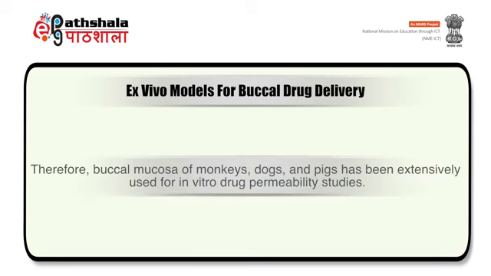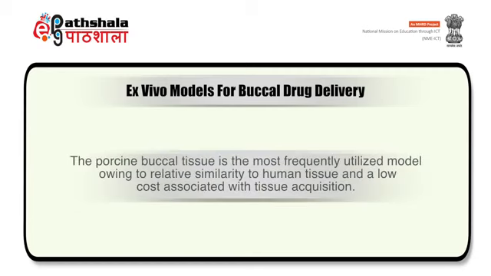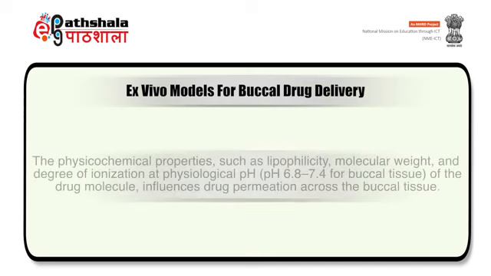Therefore, buccal mucosa of monkeys, dogs and pigs has been extensively used for in vitro drug permeability studies. The porcine buccal tissue is the most frequently utilized model owing to its relative similarity to human tissue and the low cost associated with tissue acquisition. The physicochemical properties of the drug molecule, such as lipophilicity, molecular weight and degree of ionization at physiological pH, influence drug permeation across the buccal tissue.